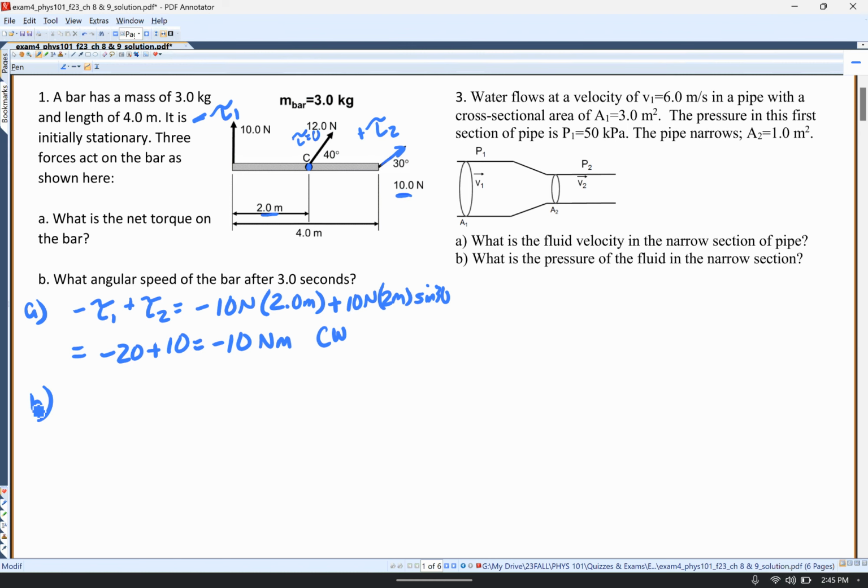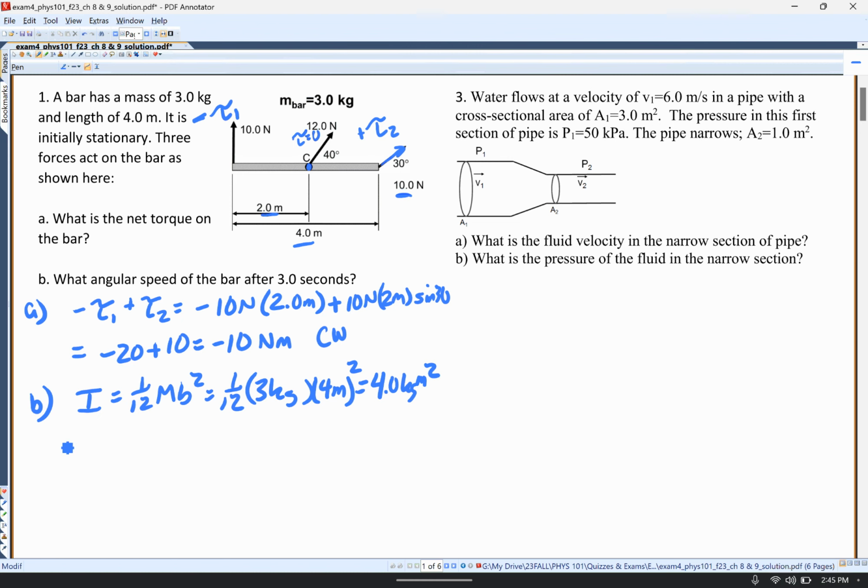There are several things we need to do. First, we need to find the moment of inertia. This is a bar, so it's 1/12 mL squared. That's 1/12 of the mass, which is 3 kilograms, times the length, which is 4 meters squared. 1/12 of 3 times 16, that's 48 over 12. That's 4 kilogram meters squared.